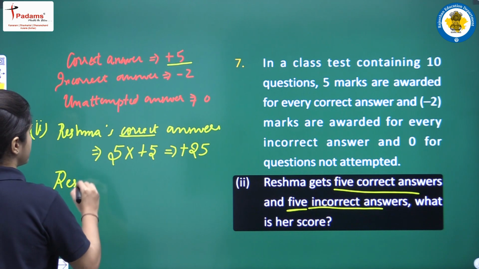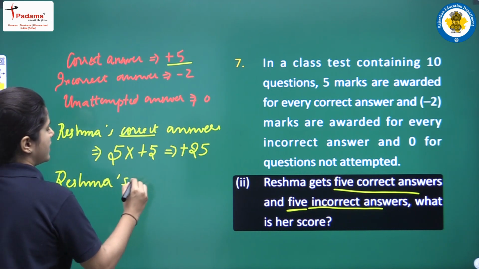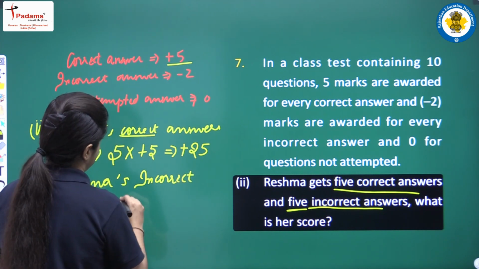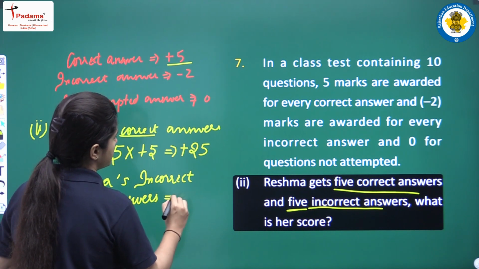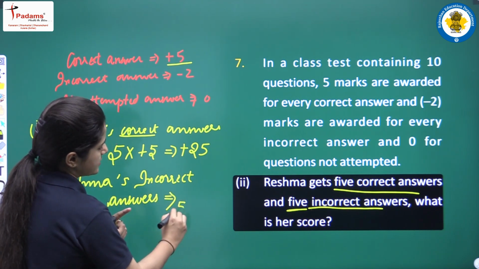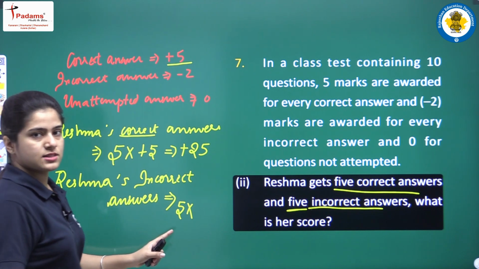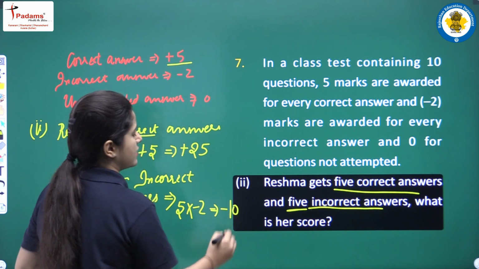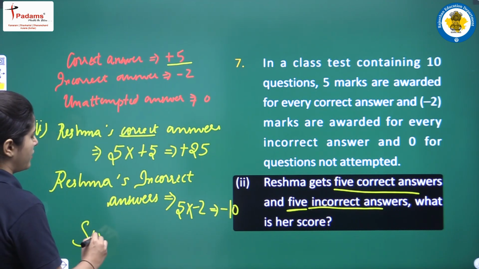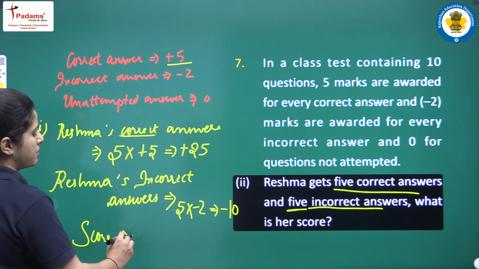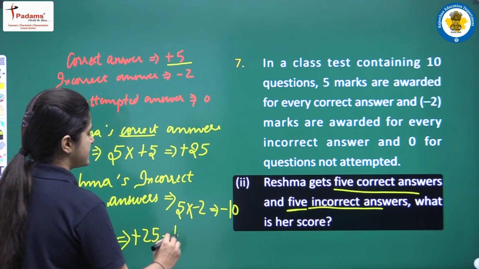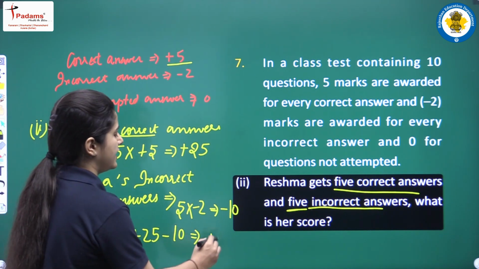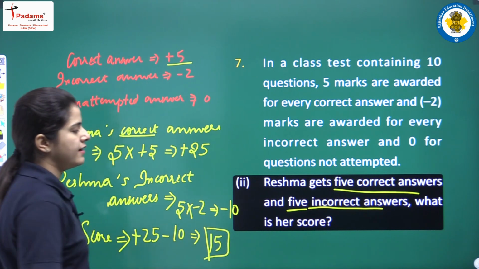So Reshma's incorrect answers is equal to 5 incorrect answers, and for every incorrect answer she will be awarded minus 2 marks, okay. So 5 times minus 2 is equal to minus 10, okay. So final score of Reshma is equal to plus 25 minus 10. Plus minus is minus, 25 minus 10 is equal to 15. So Reshma's marks are 15.